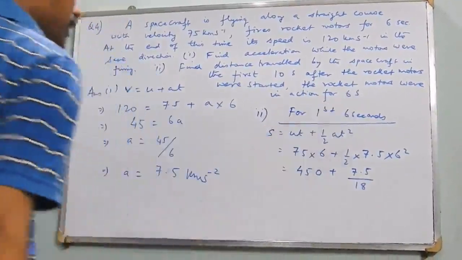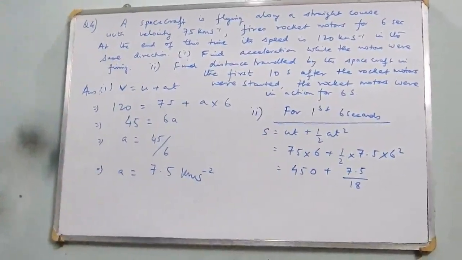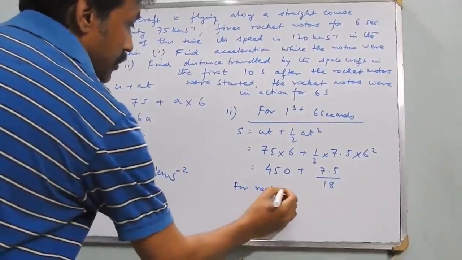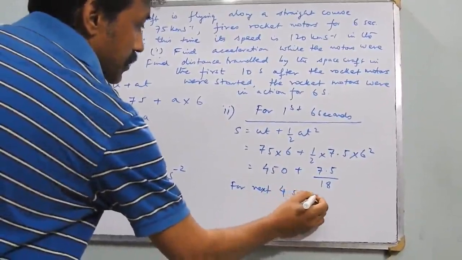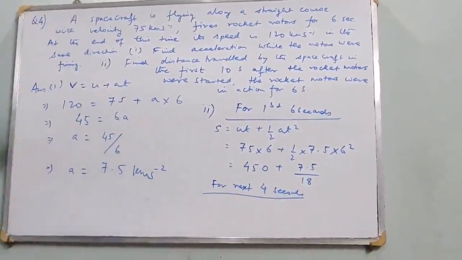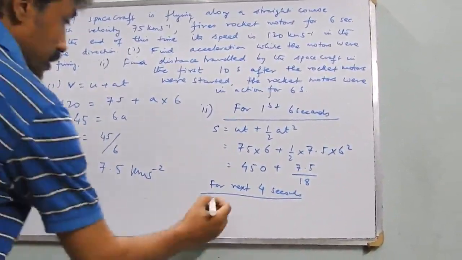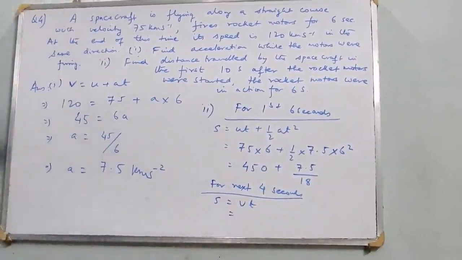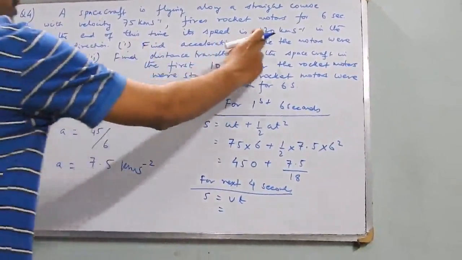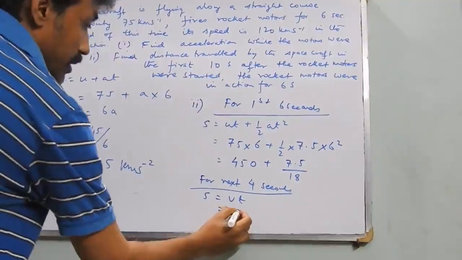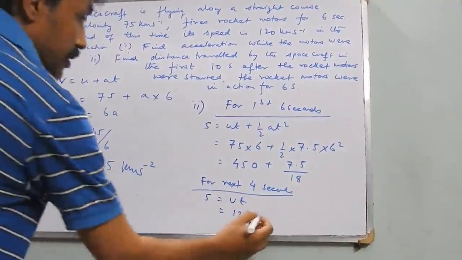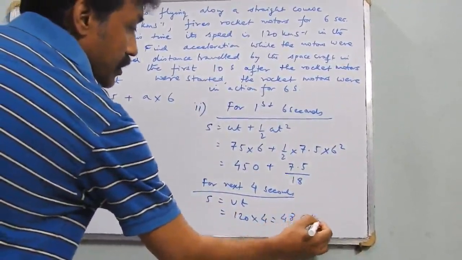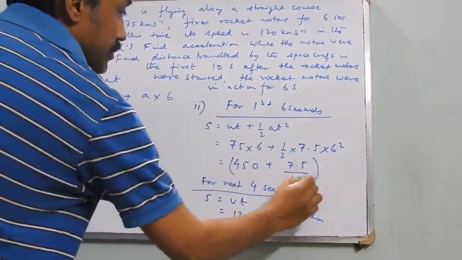For the next 4 seconds, it is a uniform motion. So for the next 4 seconds, you can just apply the formula distance equal to speed into time, that is Vt. Here V is the final velocity that the body has achieved after 6 seconds, which is 120 kilometers per second, already provided. 120 into time 4 is 480 kilometers.